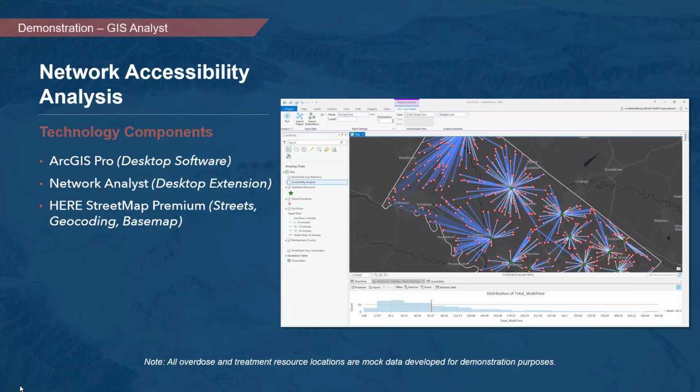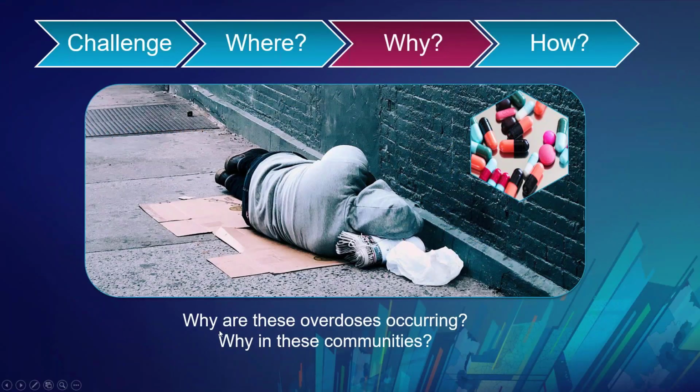which is taking the data to the next level. So now I want to look at the why. Why are these overdoses occurring in this particular location? Why these communities over other communities? What's going on in these communities that makes it different beyond this accessibility issue that we've just seen, where there was no treatment resource location there? So I want to dig into that a little bit more.